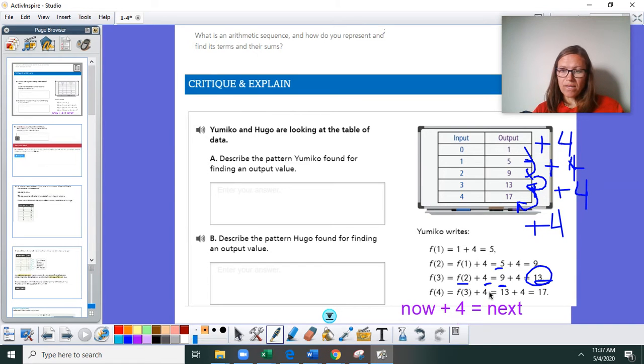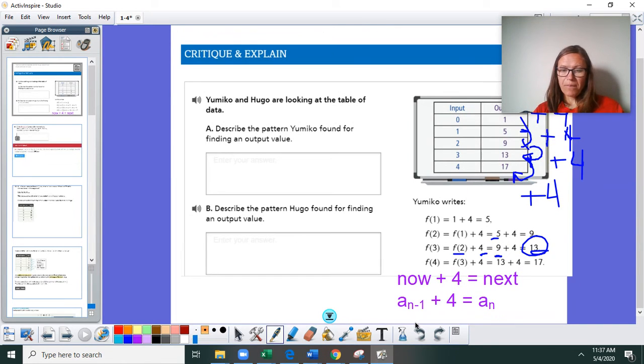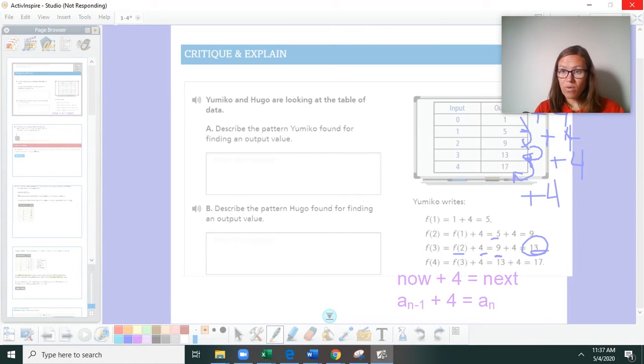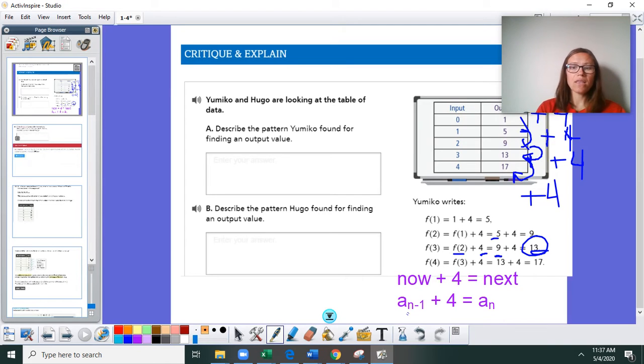Notation-wise, let me scroll down a little bit if it will cooperate. When you see the subscript, and you're seeing this a subscript n minus 1, that's saying the previous value. The now plus 4 equals the next. So when you see n and n minus 1, you're working between. So if we're starting here I'm going to go back one.